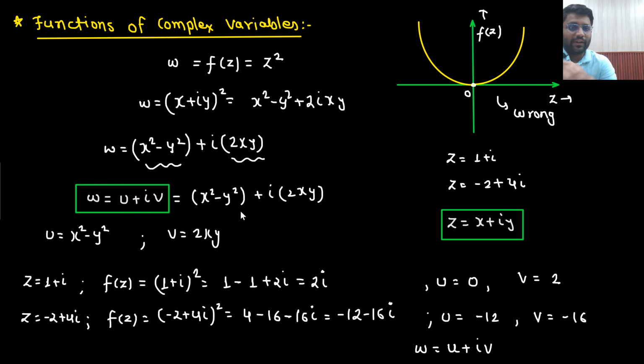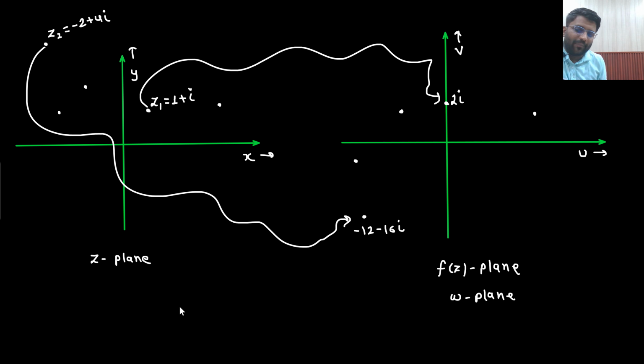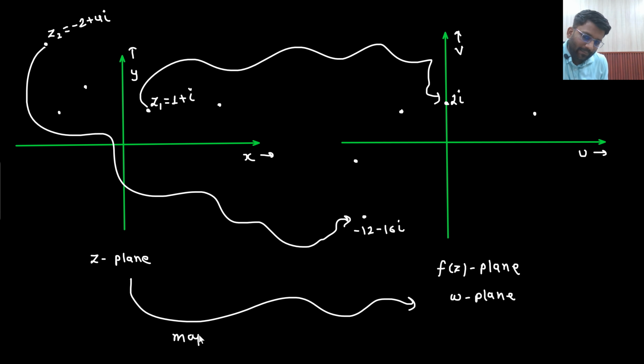So value of u you have found out, value of v you have found out, and you have plotted in this way. So this is known as mapping from z plane to omega plane.